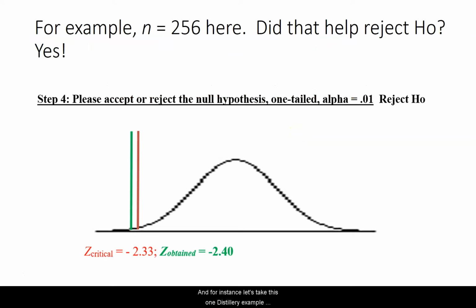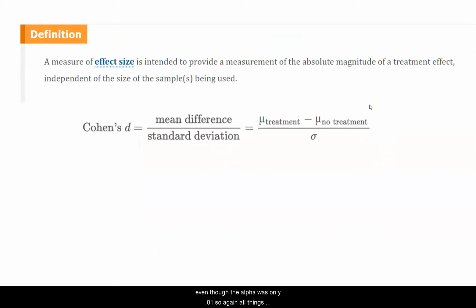And for instance, let's take this one. This silly example from about the, what the heck was it? Sedator. I had 256 people here. Did that help reject the null hypothesis? Sure, absolutely. That swelled this number up big time because the standard error was very low. It was something over the square root of 256, and I forgot the exact number, right? But that large sample size helped us to reject the null hypothesis, even though the alpha was only 0.01.